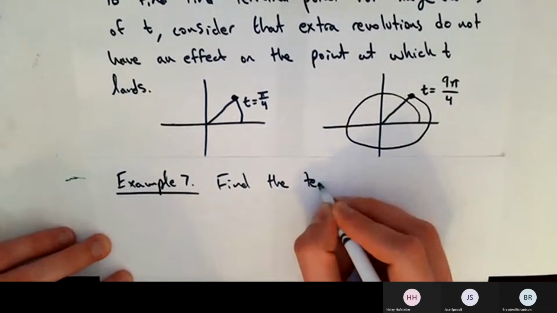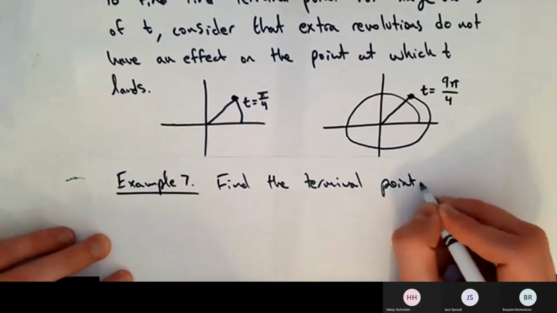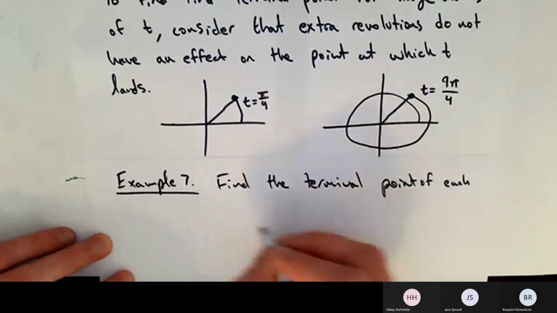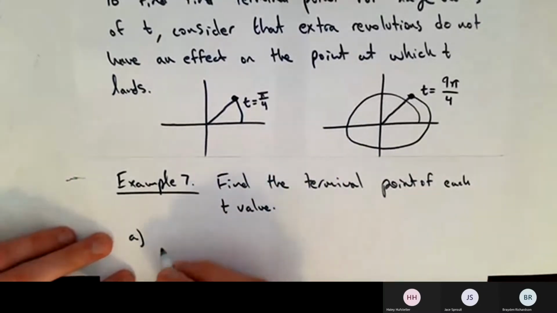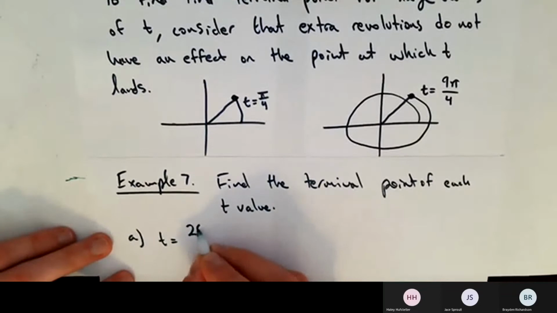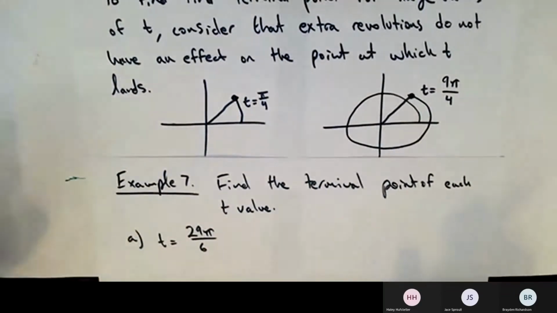Find the terminal point. So when I say terminal point, I'm asking for x, y coordinates. Find the terminal point of each t value. So same instructions, but bigger t values. t is equal to 29 pi over 6. Let's start with that one.